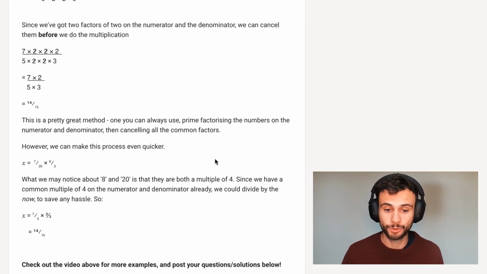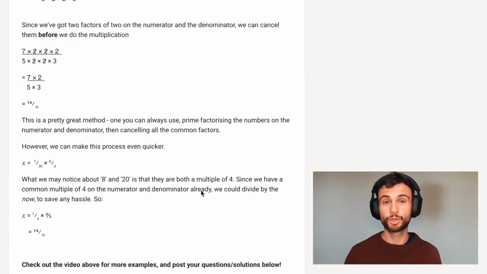You can make this process even quicker. You may notice with 8 and 20, they both are multiples of 4. Since we now have a common multiple of 4 on the numerator and the denominator already, we could just divide both those numbers by 4 straight away. Dividing 20 by 4, we get 5. Dividing 8 by 4, we get 2. And again, you're doing the same calculation: 7 times 2, 5 times 3. That's why it's called cross-cancelling, because you're looking for the highest common factor of the two opposite numbers in each fraction, on the numerator and the denominator.